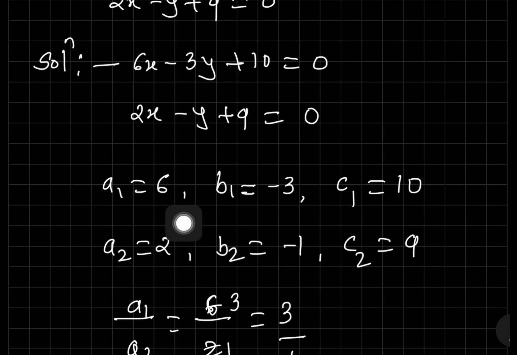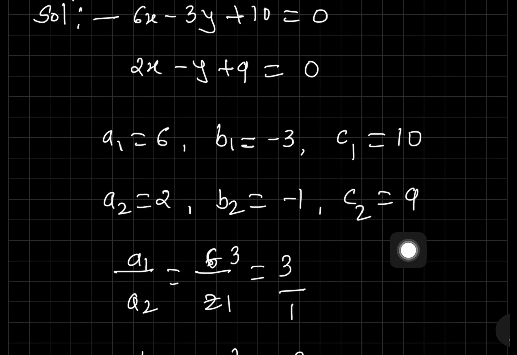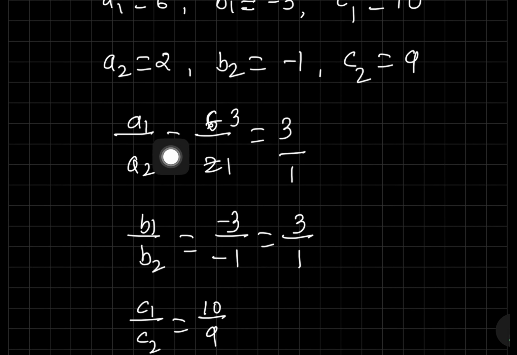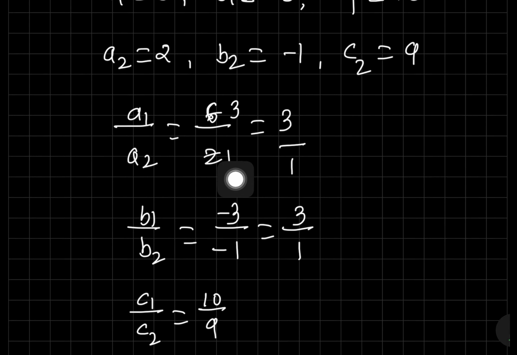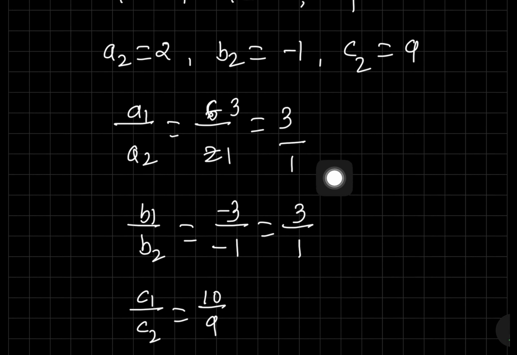a1 equal to 6, b1 equal to minus 3, c1 equal to 10. a2 equal to 2, b2 equal to minus 1. We are comparing this second equation, and c2 equal to 9. Same as before, very simple, you have to keep it in ratio form, a1 upon a2, 6 upon 2. So 2 ones are 2, 2 threes are 6, 3 upon 1.